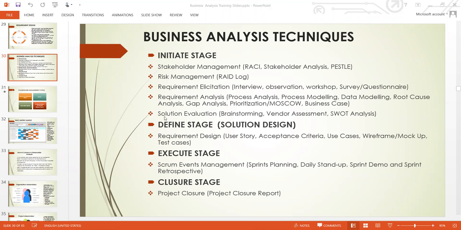Then under solution evaluation, solution evaluation still comes under requirement analysis, so let us not be confused. For solution evaluation, we use brainstorming, vendor assessment and SWOT analysis. And these are the techniques we use during the initiation of a project, that is the initial stage.